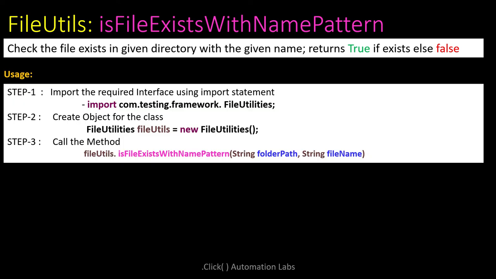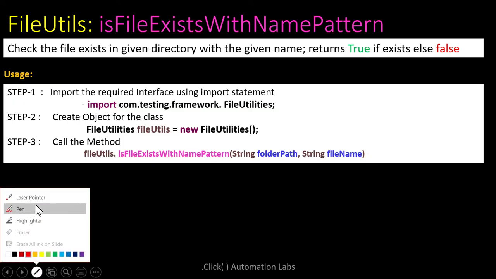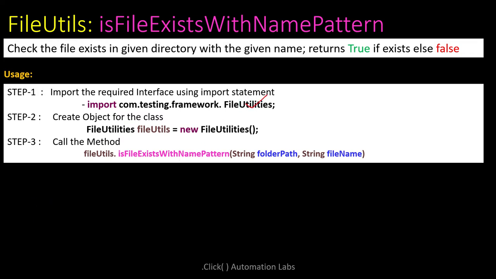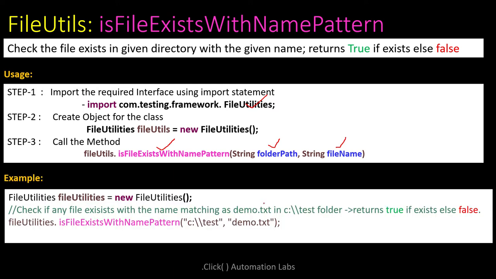The usage is pretty similar for this. Import the required class, this is file utilities, and call your method isFileExist with name pattern, and specify your input folder where you want to search and specify the file name. The example is over here. This is my object name. This is the file utilities class. It's imported from this. If you add this, it will be imported. And now this is my method call isFileExist with name pattern and said C test. Means in the C test directory, look for a demo.txt match.